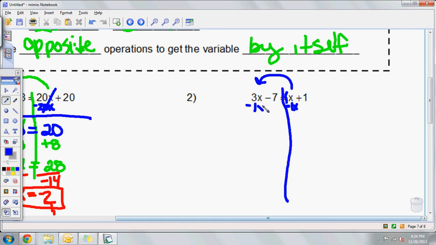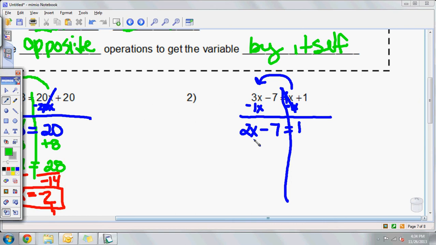Minus 1x. The reason I have to keep the x's together is because those are like terms. That's what I can add together. So I'm left with 3x minus 1x is 2x. I'm going to bring everything else down that's left. Those have canceled, so I'm left with 1. All right, now it's a simple two-step equation that you all know how to do.